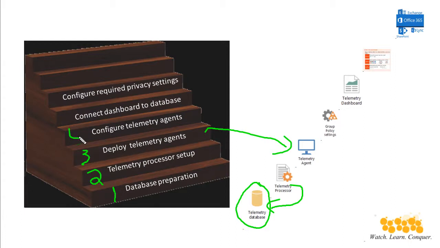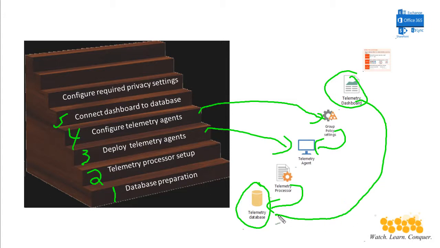Our fourth step is to configure the telemetry agents. And we normally do this using a group policy to deploy the settings of that telemetry agent. Our fifth step is to connect the dashboard to the database. So we're going to take this guy right here and make sure we establish a connection to the telemetry database. That's how we're going to generate our reports and view the information.